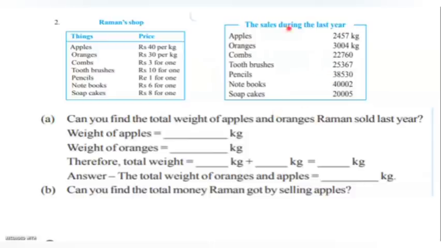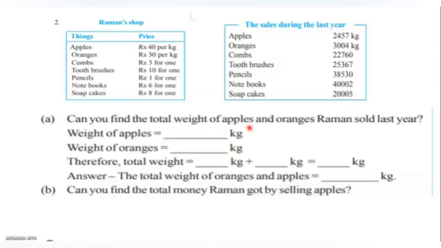It says the sale during the last year. Last year Raman has sold 2457 kg of apples. In the same way, how much he has sold of all the things is also given to us.